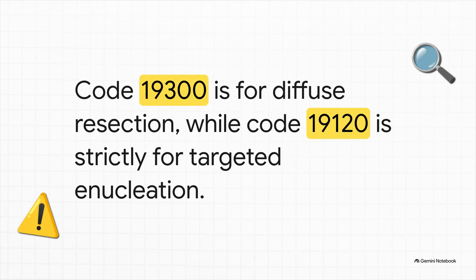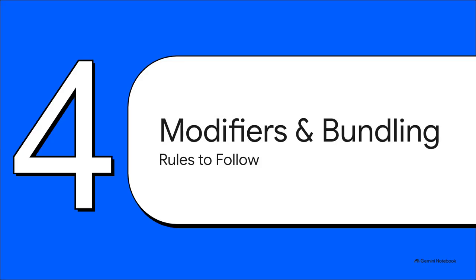I routinely see coders mistakenly bill 19300 anytime a male patient has any breast tissue removed, and honestly, that is a massive compliance risk. Remember, 19300 is for diffuse glandular resection. 19120 is for pulling out a specific targeted mass. Let's jump to Section 4, Modifiers and Lipectomy Bundling Rules, because, as we all know, once you finally have the right code, you've got to apply the right rules to actually get the claim paid.